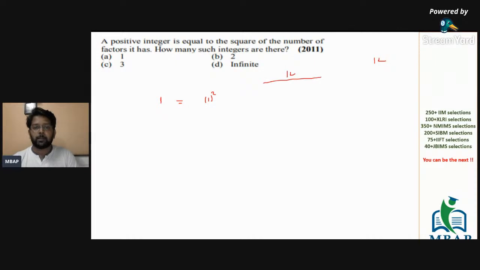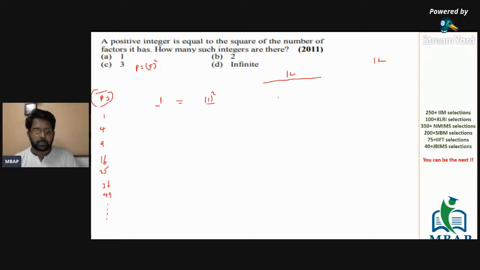So 1 is definitely a number on the number line where P will be equal to the square of the number of factors that 1 has. I hope this is clear. Is there any other number that you can consider? We are looking at only and only perfect squares, like 1, 4, 9, 16, 25, 36, 49. We got 1 is equal to 1 square. Why 1? Because 1 has only 1 as a factor and 1 square will be 1.